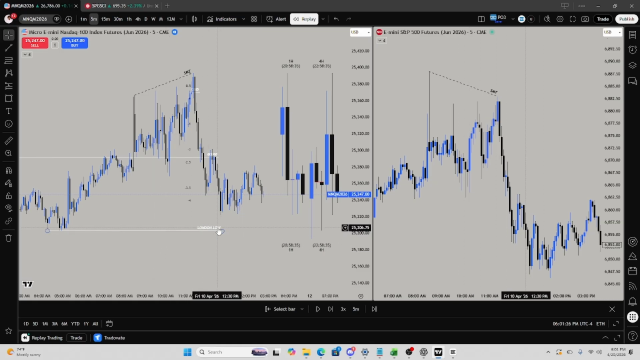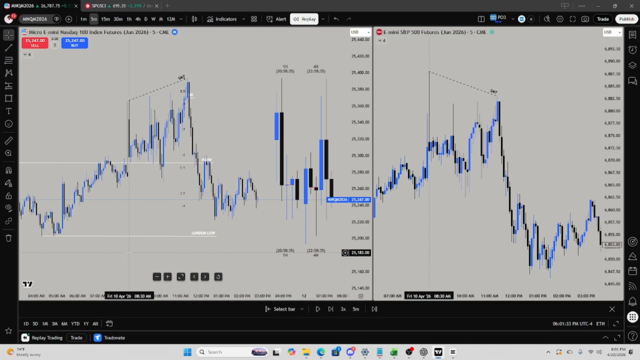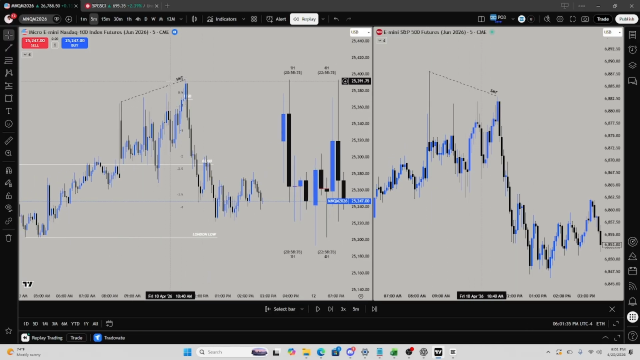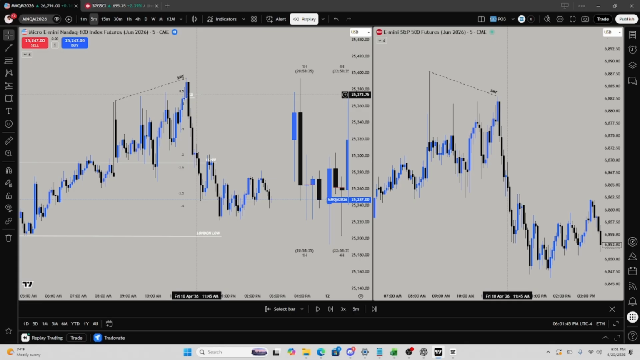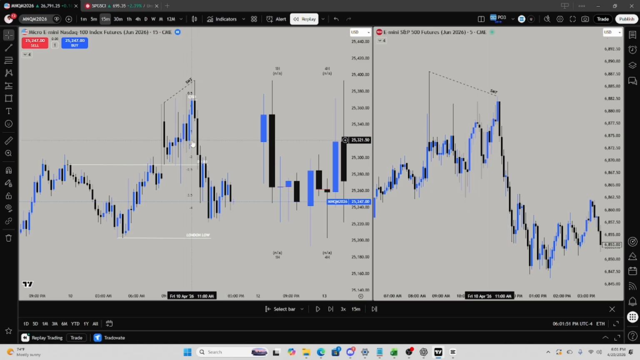We didn't all the way hit into London's low, but that could have been a potential target. So SMT divergence just tells us something is about to shift. That is the correlation between NQ and ES. This is our 1 minute CISD. We also have a 5 minute CISD. I'm sure if we were to go to the 15 minute, here's our 15 minute CISD.